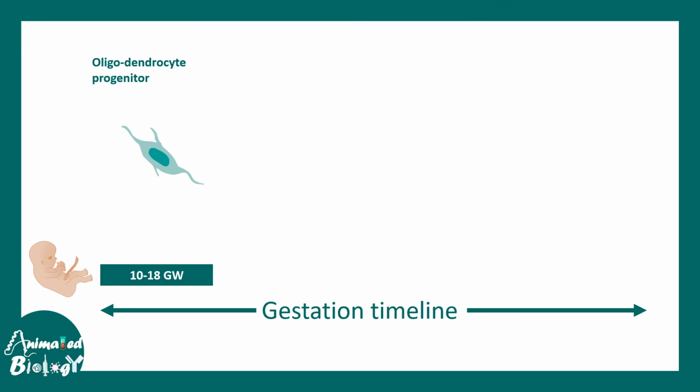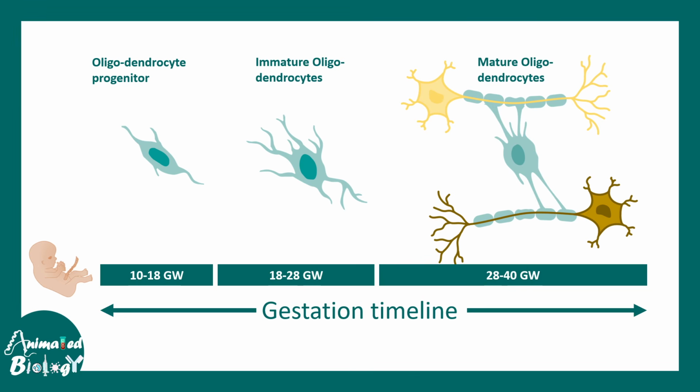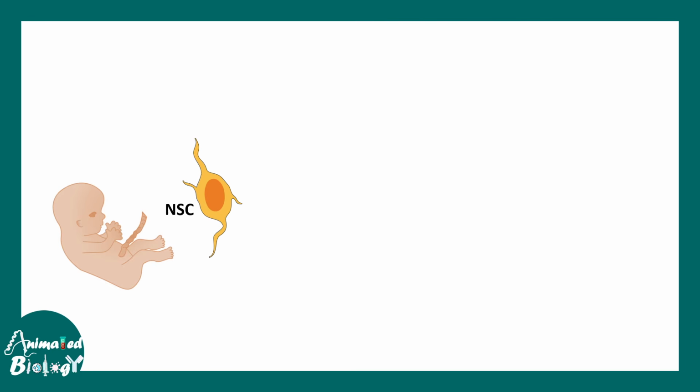They were first designated as oligodendrocyte progenitors, which occurs at gestational week 10 to 18. Then what happens? They become immature oligodendrocytes, which happens at 18 to 28 gestational weeks. Eventually, they become mature oligodendrocytes, which happens at 28 to 40 gestational weeks. So each of these stages of oligodendrocyte maturation can be distinguished by specific molecular markers as described here. Also, it's important to note that oligodendrocyte progenitors have the self-renewal capacity.